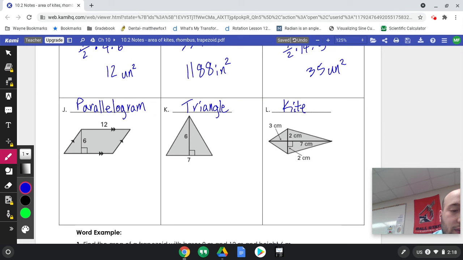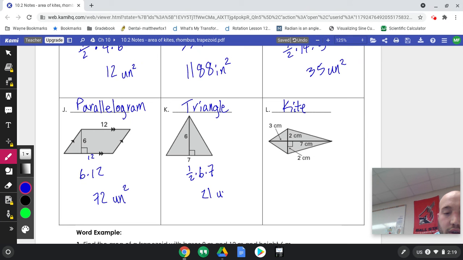So on this parallelogram, just 6 times 12, base times height. Remember, if that's 12 on top, it's also 12 on the bottom. We'll get 72 units squared. For the triangle, it's 1/2 times 6 times 7. Half of 6 is 3. 3 times 7, 21 units squared. Okay, now for your kite, 1/2 diagonal 1, 10, 3 plus 7, diagonal 2, 2 plus 2 is 4. And if we multiply that, we'll get 20. This one has a label, so centimeters squared.